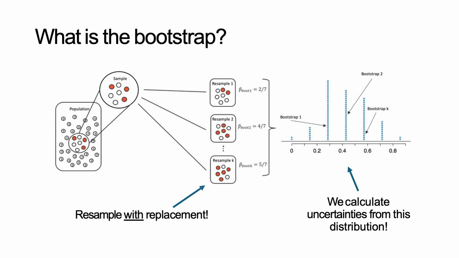Now, in an ideal world, how could we reduce the uncertainty on our population estimate? Well, we would probably try and increase our sample size.